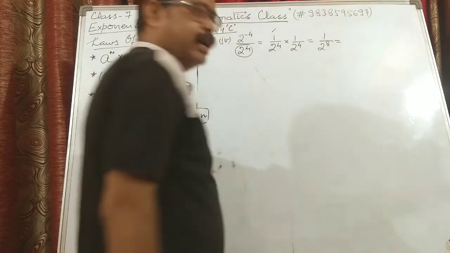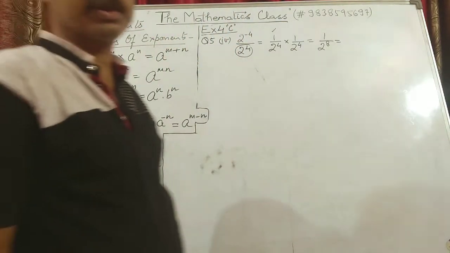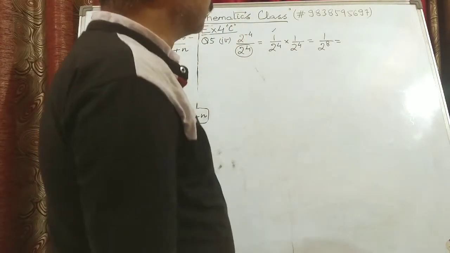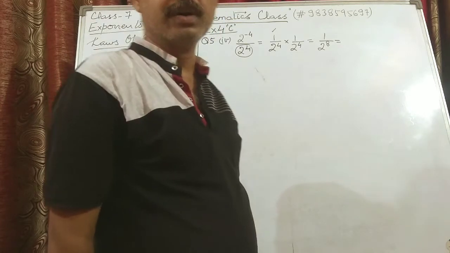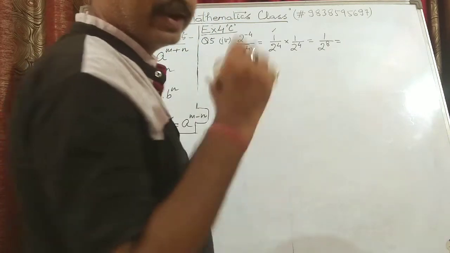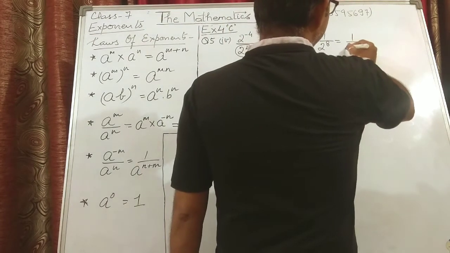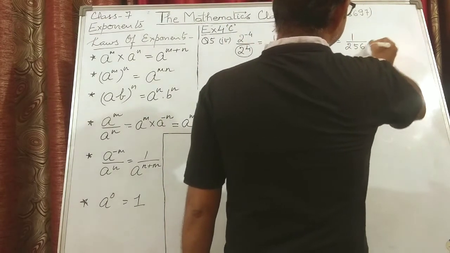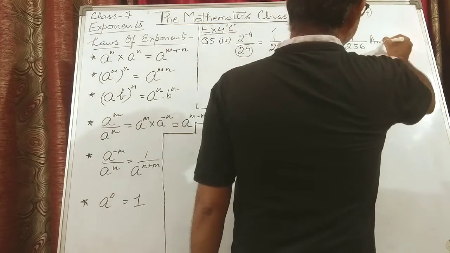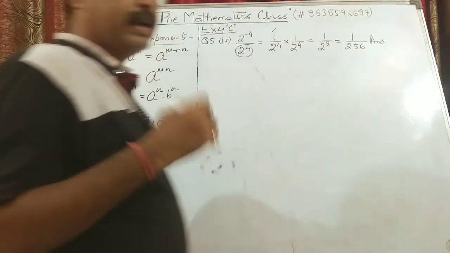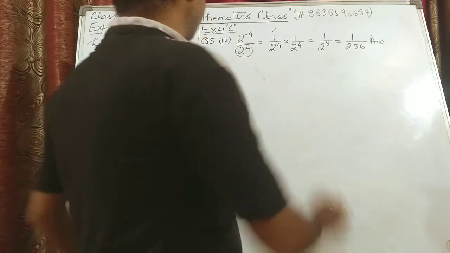Now 2 to the power 8 means 2, 4, 8, 16, 32, 64, 128, 256. The final value will be 1 upon 256. Means I have multiplied 2 how many times? 8 times. So this is the final value.